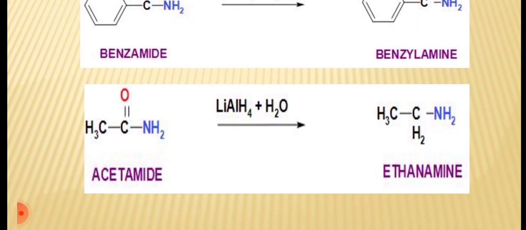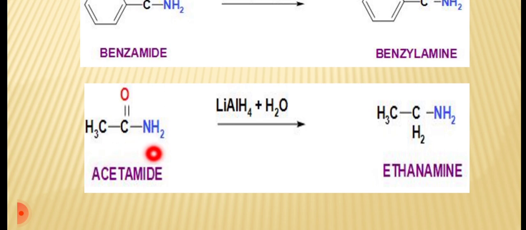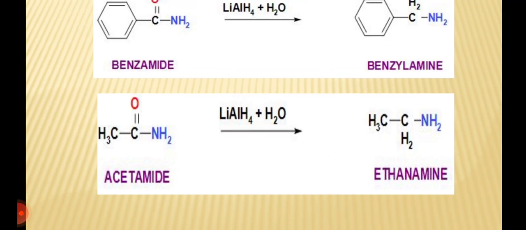Let's look at the next example. If we start with acetamide, this carbonyl group, the CO group, gets converted to CH2 group, and thus acetamide gets converted to ethanamine in presence of lithium aluminum hydride and water.